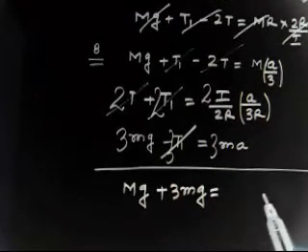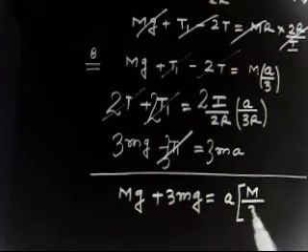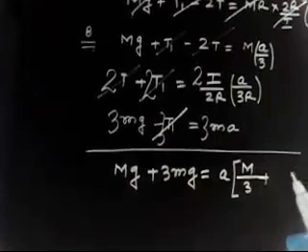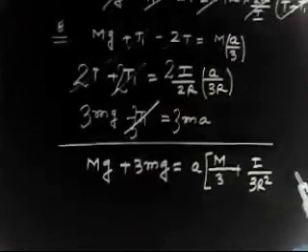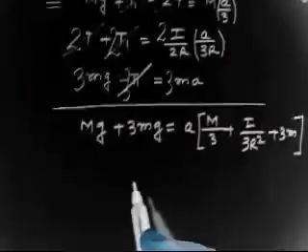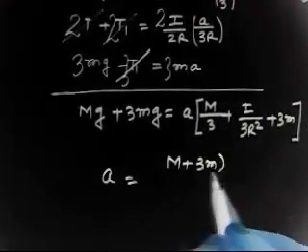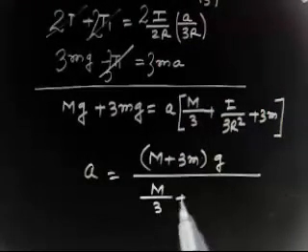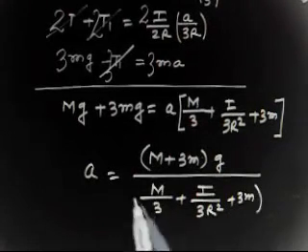is equal to, let us say a common, so capital M by 3 plus 2I, so 2 goes, I by r square, I by 3r square, plus 3m. Are you getting? So from here you can write a is basically equal to m plus 3m into g, divided by m by 3 plus I by 3r square plus 3m. Are you getting or not?